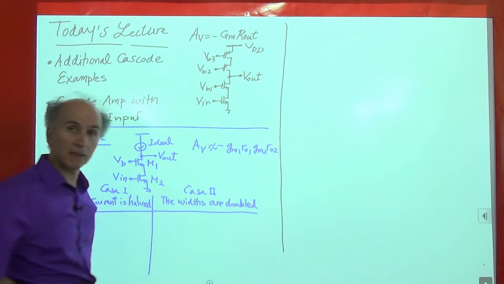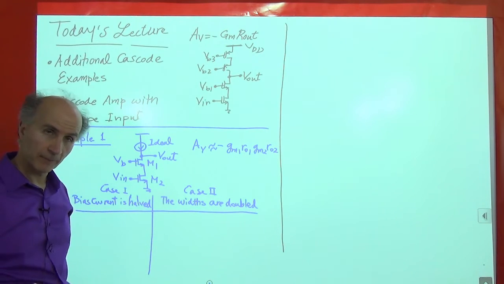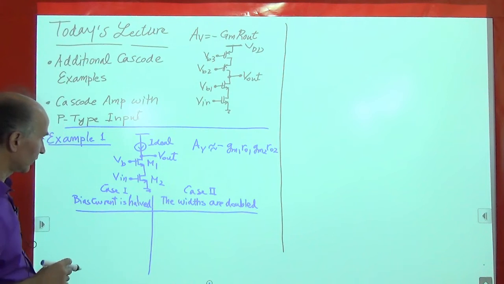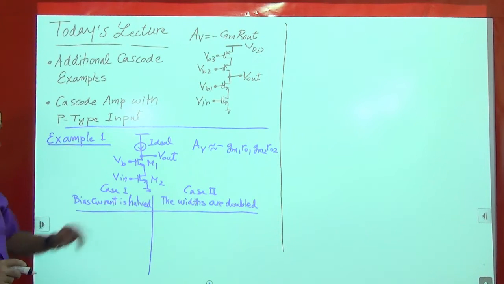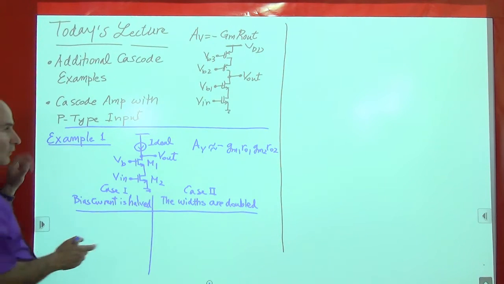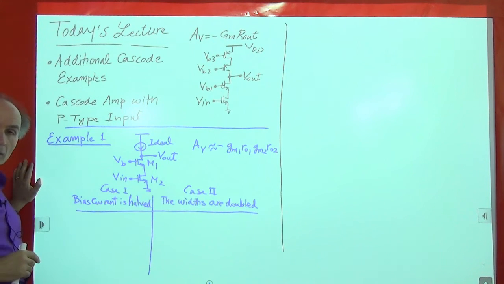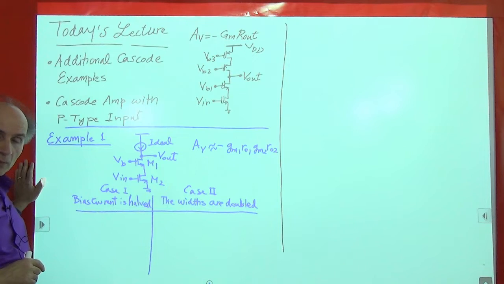And again, we'd like to see what happens to the voltage gain. These are two independent cases, so one at a time. First, the bias current is halved. So we have to go here and see what happens to these 4 terms when the bias current goes down by a factor of 2.